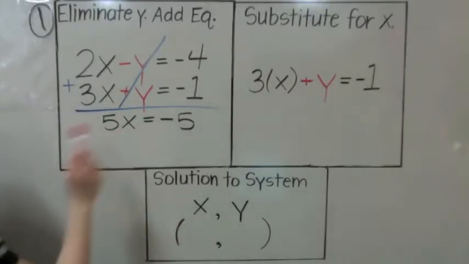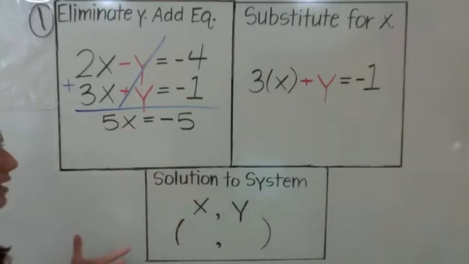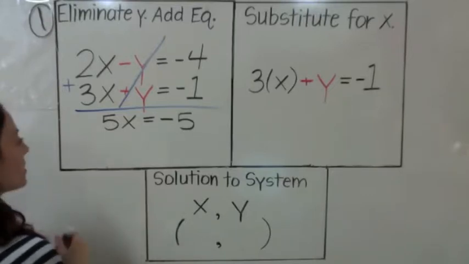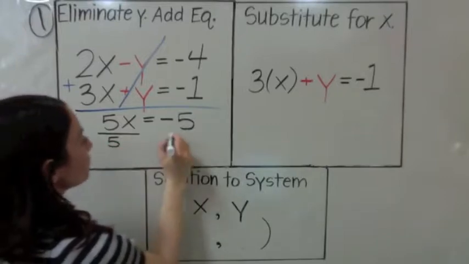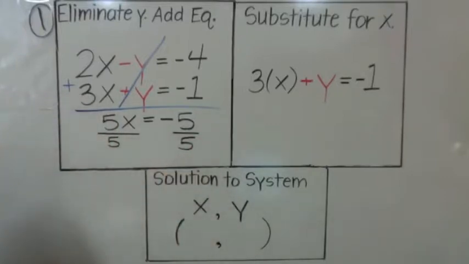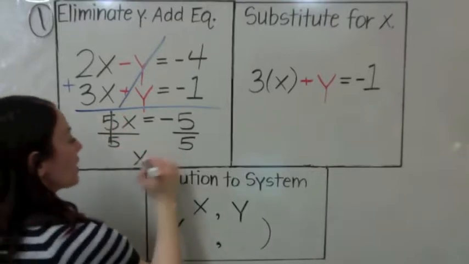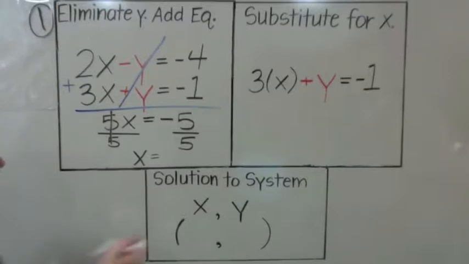This is 5 times x. 5 times what number gives you -5? What is the opposite of multiplication? It's division. You're going to divide both sides by 5. So this line means division. When you divide both sides by 5, 5 divided by 5 is 1. You're left with x equals, what is -5 divided by 5?